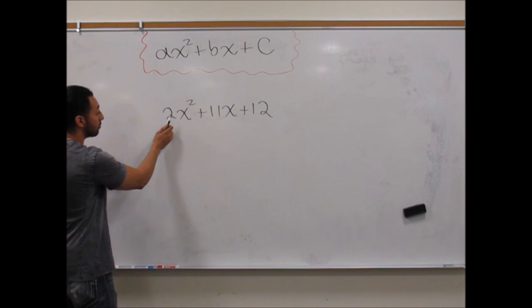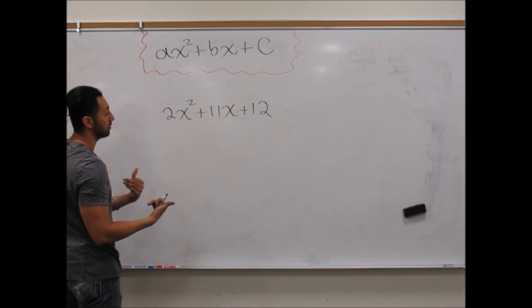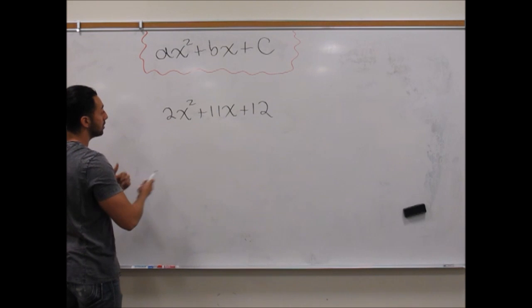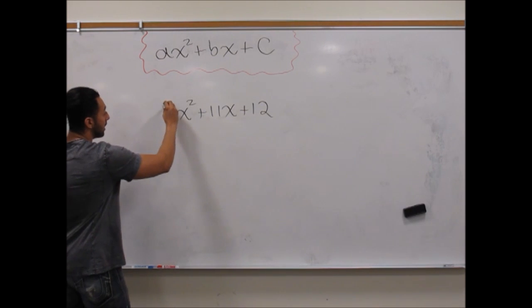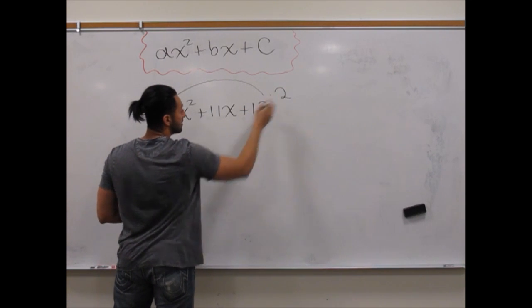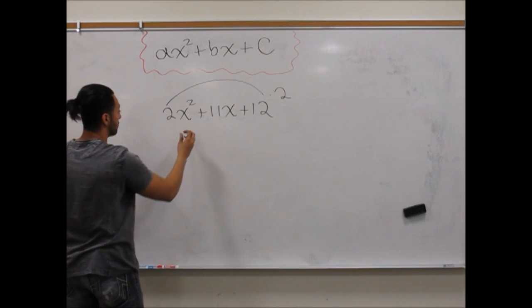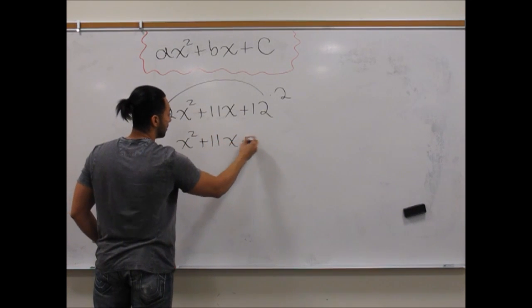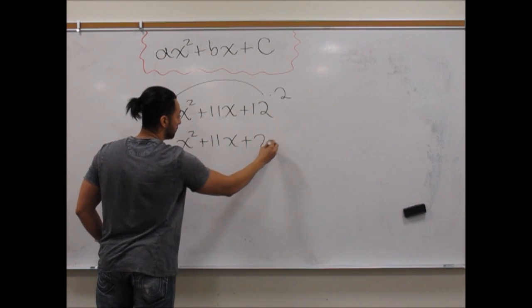So you take the leading coefficient, because we're used to it being 1, right? That's where our comfort zone is. So we want this to be a 1. What we do is take this 2 and throw it back and multiply it with the c. So now you get x squared plus 11x plus 12 times 2, which is 24.